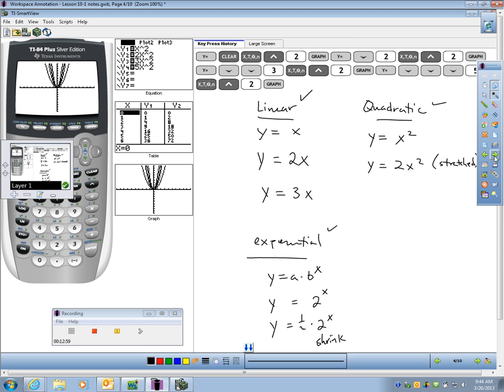So that should get us going on what the value of A can do to our quadratic. If A is greater than 1, it's going to stretch the graph. If A is negative, it will reflect the graph. And if A is a fractional amount between 0 and 1, it will shrink the graph. In combinations, like if A was negative 6, the 6 stretches and the negative reflects the graph.